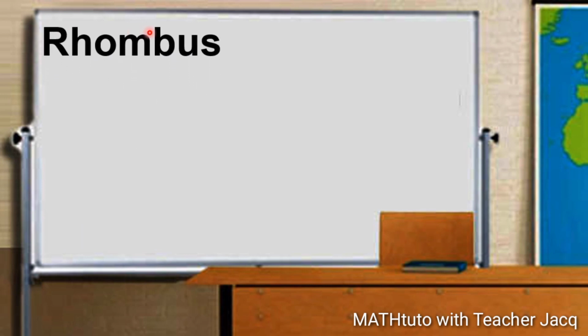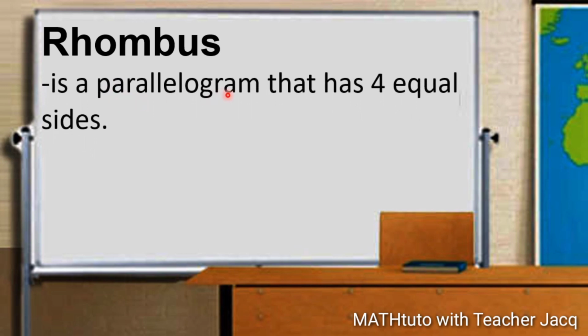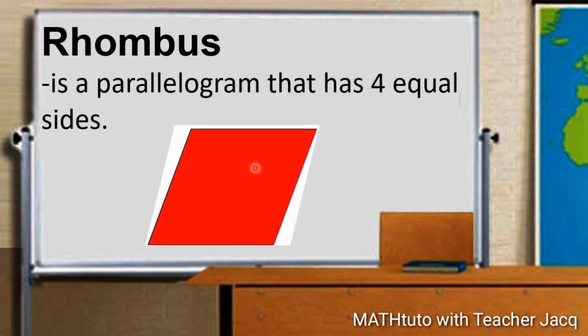We have rhombus. A rhombus is a parallelogram that has 4 equal sides. Let's have an image of a rhombus. So, rhombus has 4 equal sides. For example, this side measures 4 cm. The second side also measures 4 cm, and then the third side also measures 4 cm, and then the fourth side or the last side measures 4 cm. So, lahat ng sides magkakasukat.